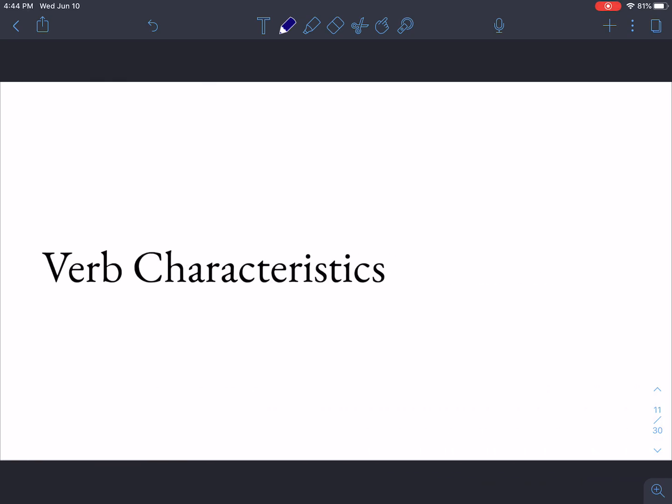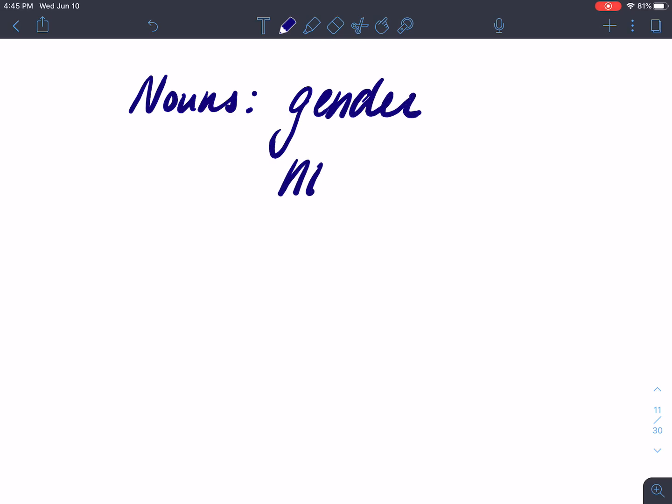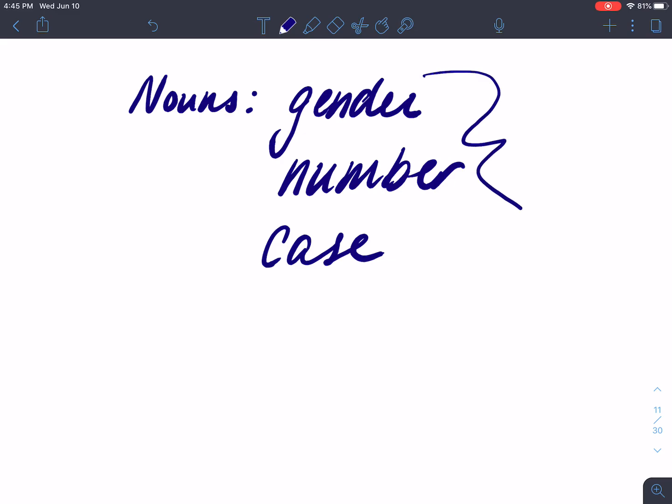Okay, so first thing we're going to talk about is verb characteristics. Now, remember from yesterday's review that nouns have 3 characteristics. Okay, those are gender, number, and case. So when you're asked to parse a noun, these are the 3 pieces of information that you're going to give me.